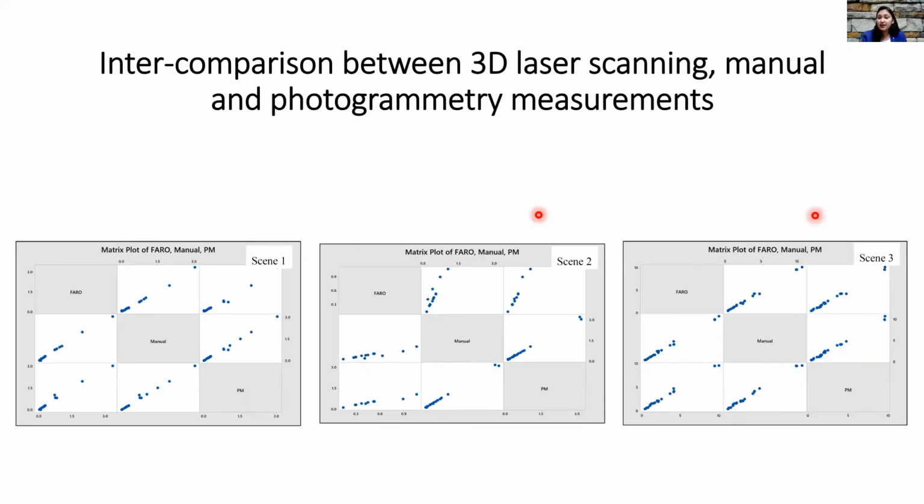Over here, this matrix plot illustrates that the measurement direction is moving in the same pattern. What's important is that the measurements that I took from the 3D laser scanner, the manual measurements and the photogrammetry measurements are all moving in a linear fashion. Even if there are some deviations, like in the case of scene 2 over here, the deviations are also in the same pattern.